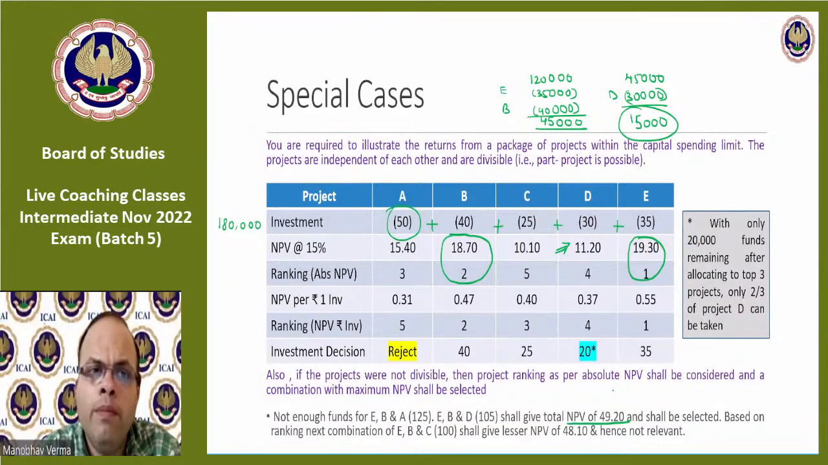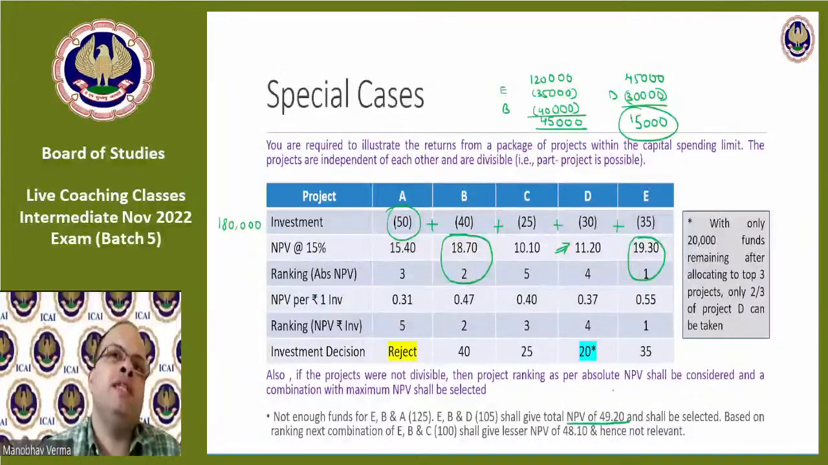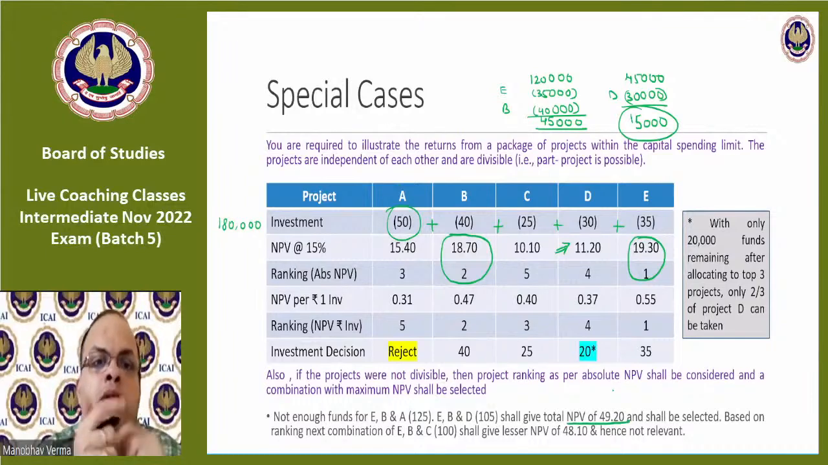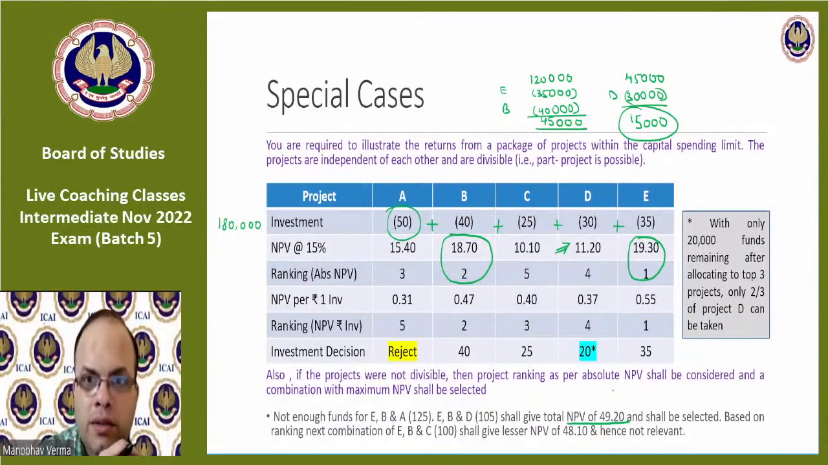Okay, so guys, that is the point where the projects are not divisible. Is it clear to everyone? Projects are not divisible, so we go for that combination where the NPV is maximum, and also because those are not divisible, your funds may be unutilized, like we just saw.